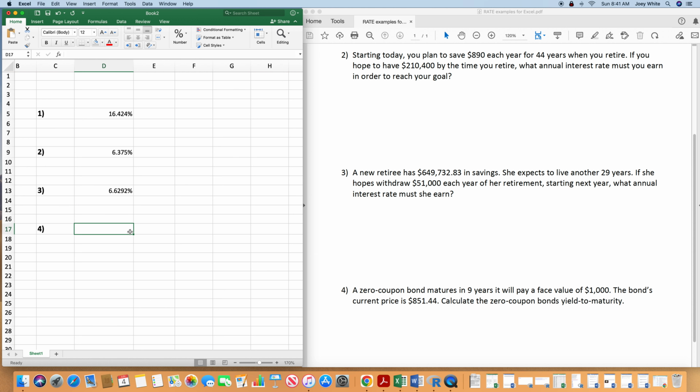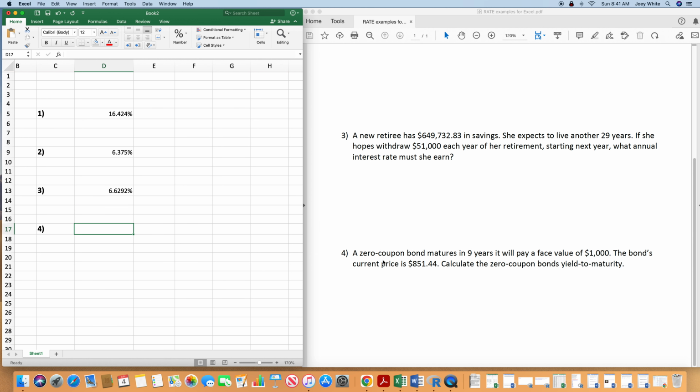Okay, final one, a zero coupon bond. I'll talk more about this, but a zero coupon bond, it's like a government bond. It's a type of treasury. Most coupon bonds actually make a payment every 6 months if you buy one. But there are some bonds called zero coupon bonds whereby it'll pay a certain amount of money at the end of its maturity. Nothing in between, nothing beforehand.